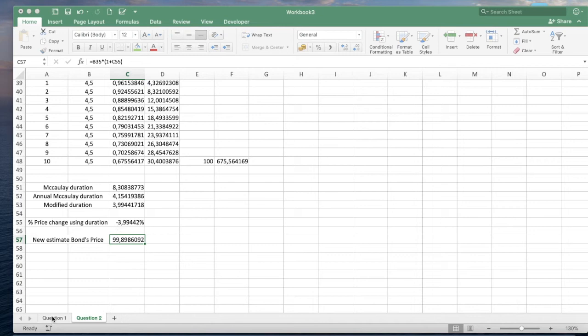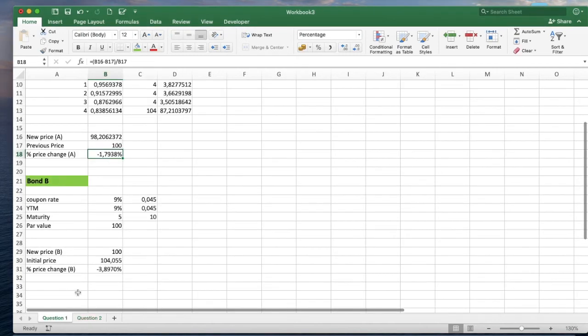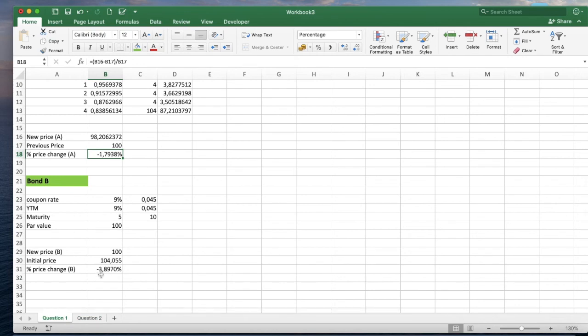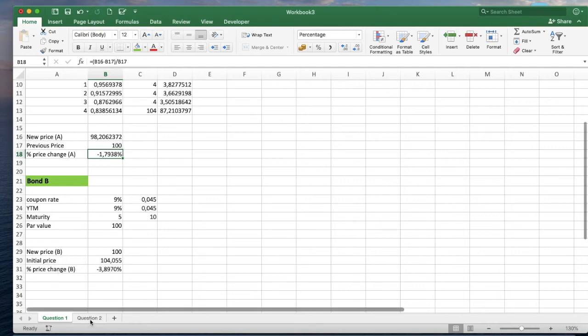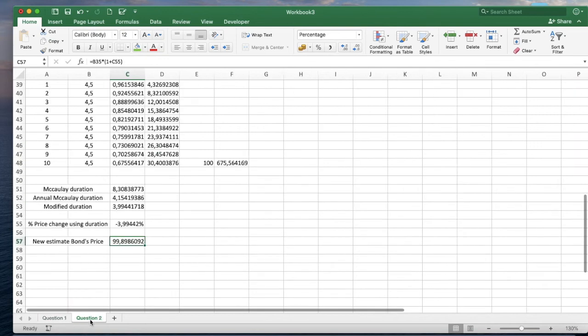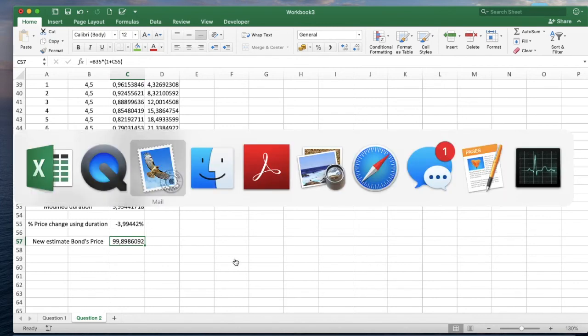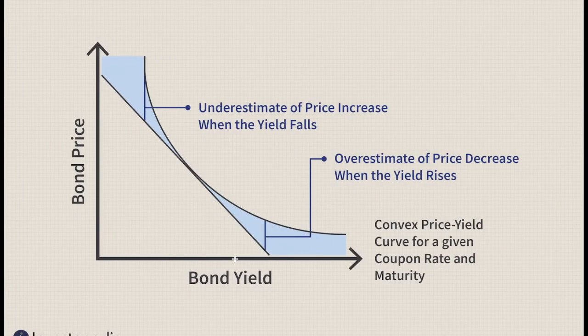3.9944%, right? While when we refer to the present value technique, the price change should be equal to minus 3.897. So once again, there is a gap between the real price change using the present value technique and the estimated one using the duration technique. So the reason for that gap is the following.